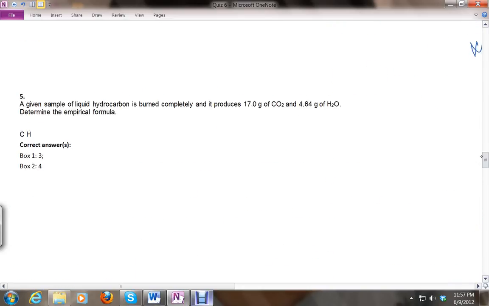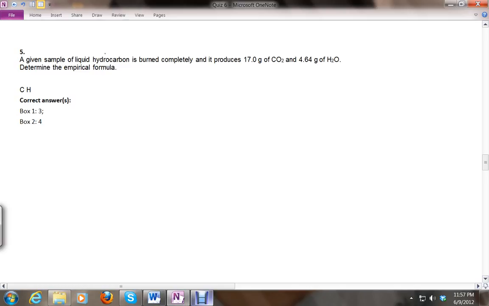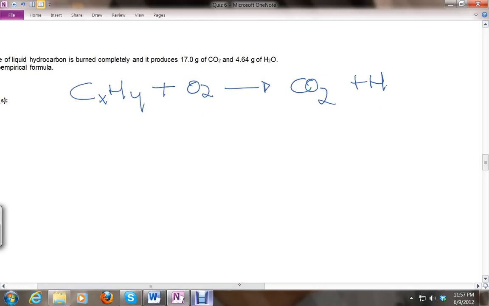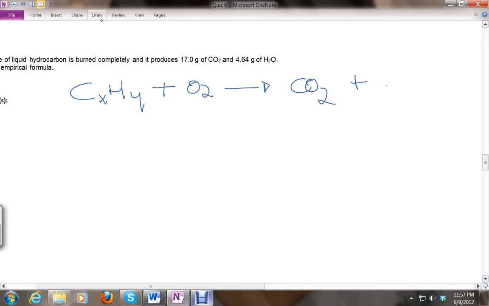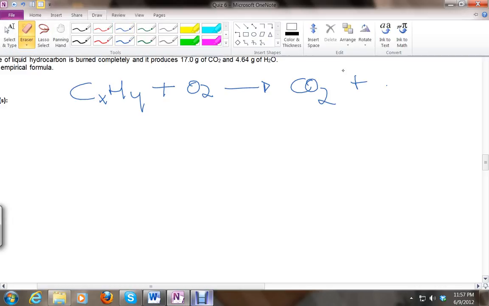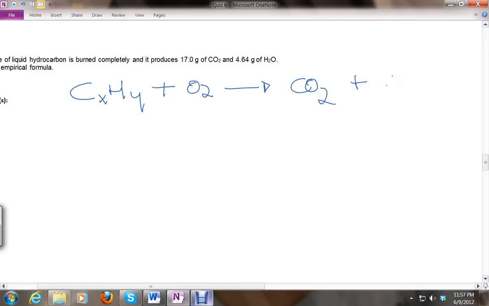Let's go with number 5. Given a sample of liquid hydrocarbon, again, CxHy plus O2, because it's going to burn, combustion, it's going to give you CO2 plus H2O. Do you remember we did this in class? So you got 17 grams of CO2.